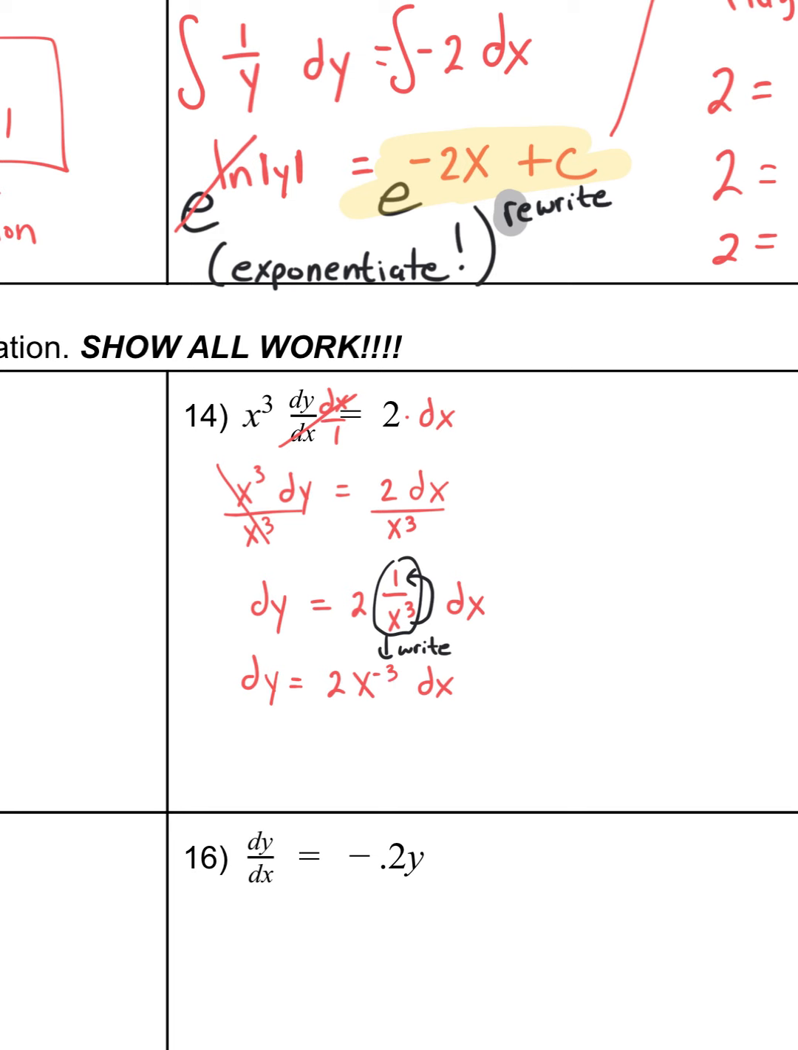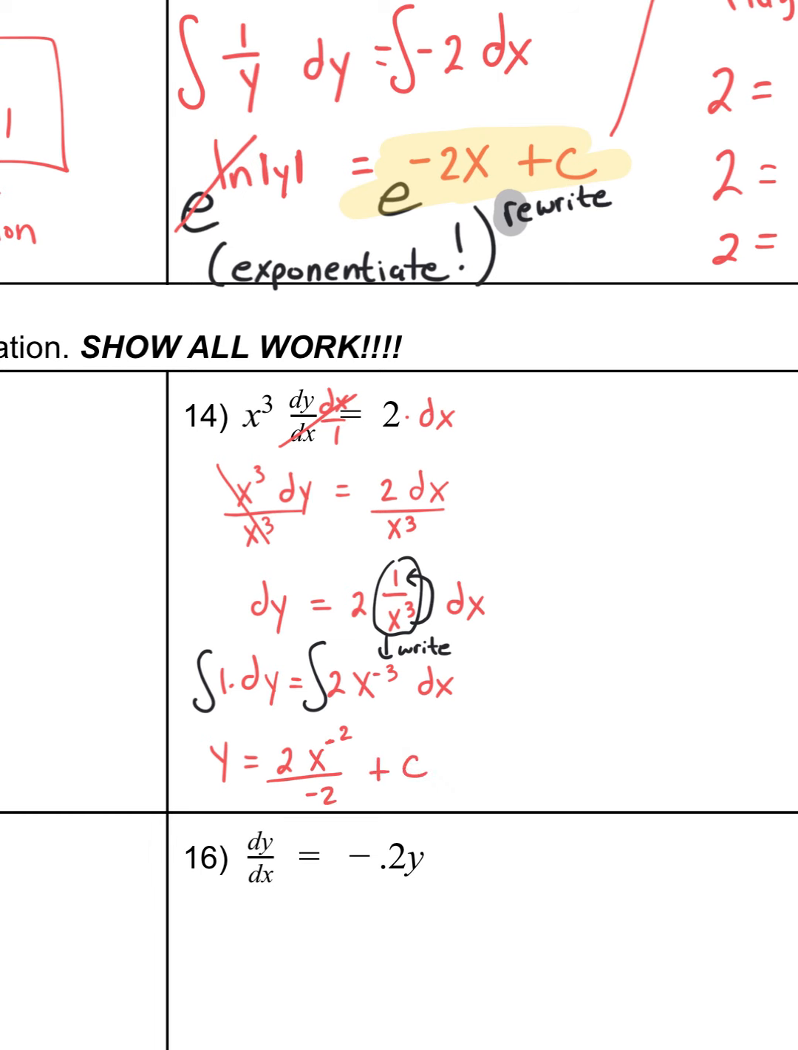Now I am ready to integrate both sides. There's a 1 here, remember. So on the left, the antiderivative of 1 is y. On the right, the 2 comes along for the ride. When I use the power rule on x to the negative 3, I add 1 to the exponent. So I have x to the negative 2 all over negative 2 plus c.